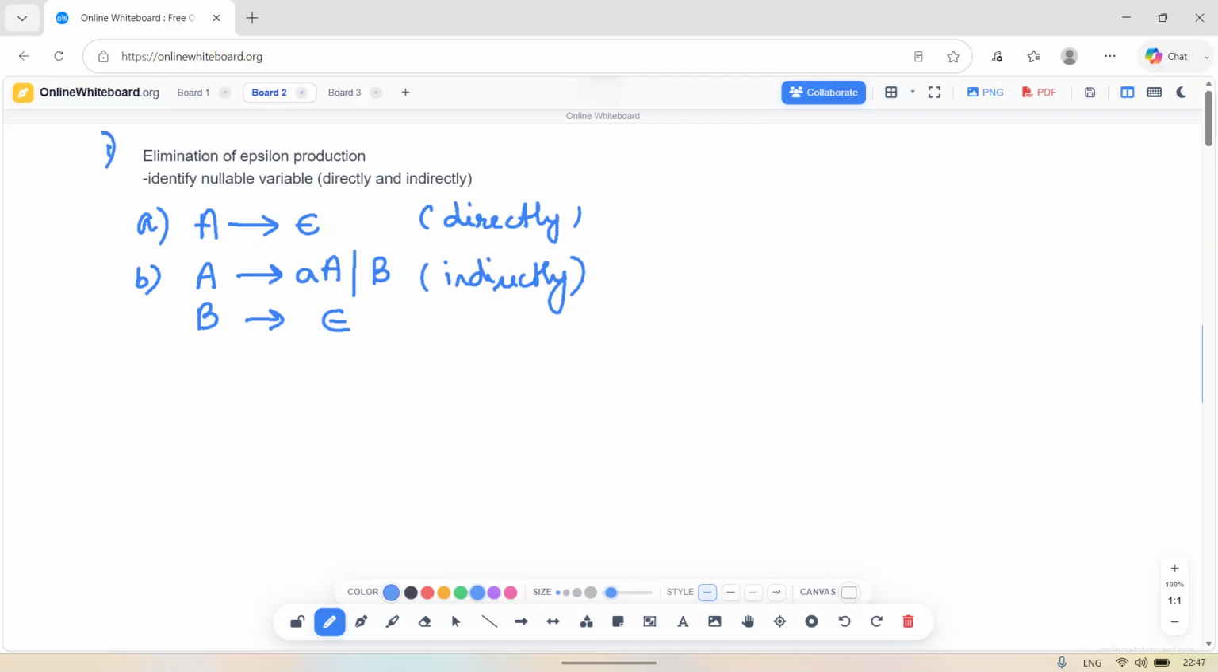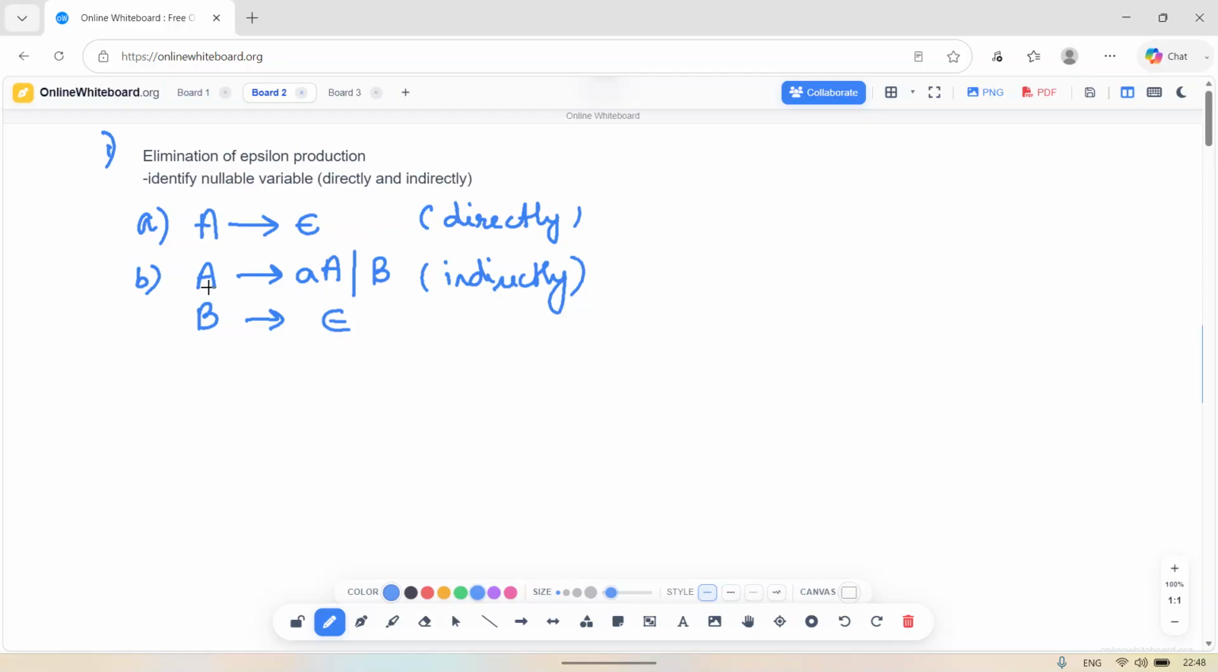How to eliminate epsilon production. To eliminate epsilon productions, you need to identify nullable variables either directly or indirectly. Example of directly and indirectly I'll show using this production rule. A derives epsilon. So this is directly stating that A is deriving epsilon. So this is an epsilon production, hence directly.